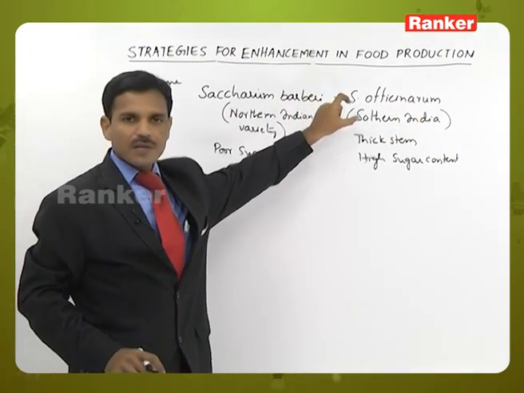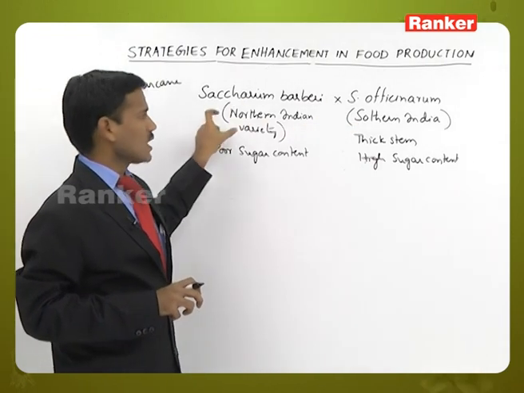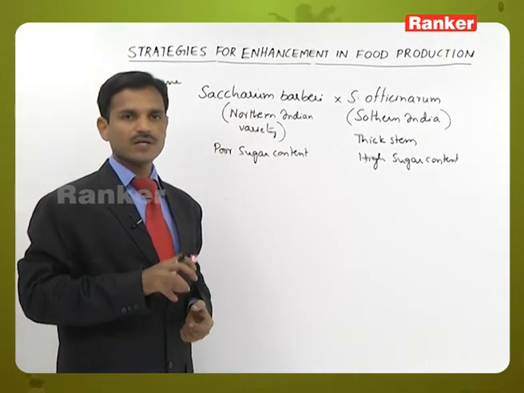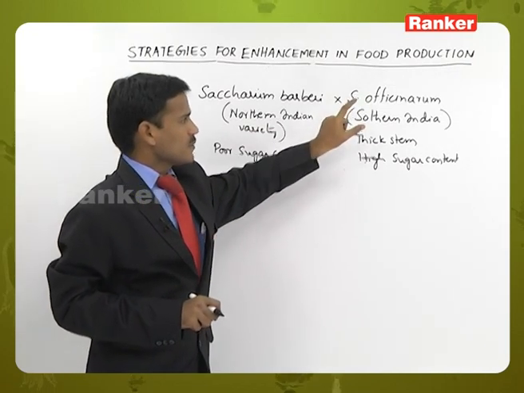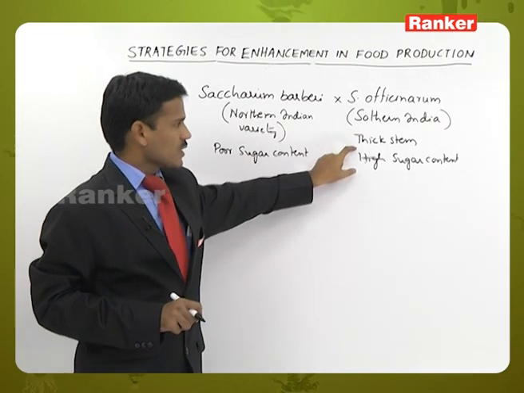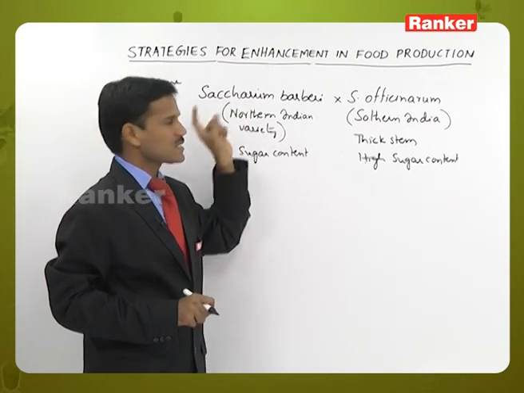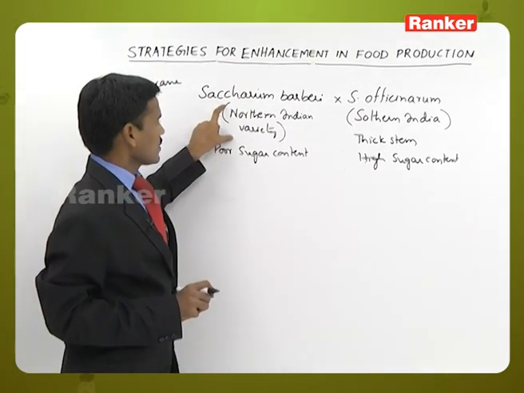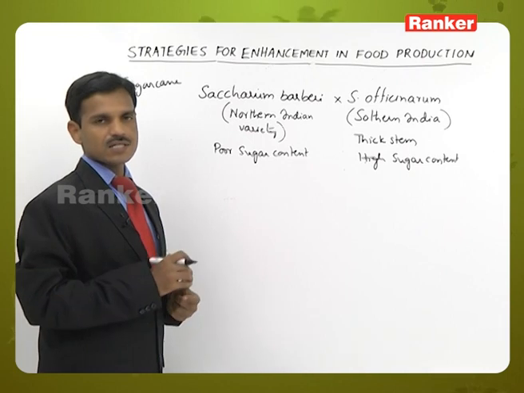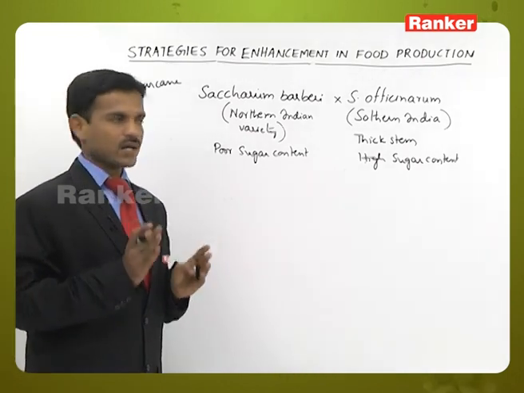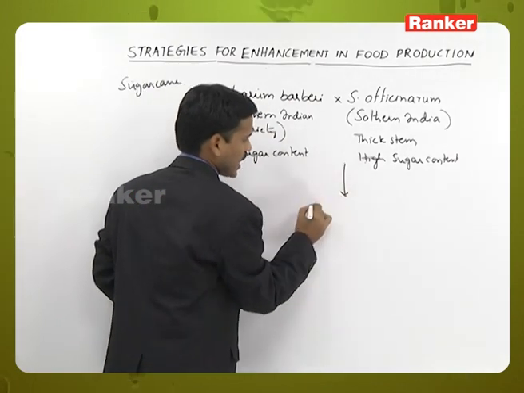Saccharum officinarum can grow only in southern India, but it cannot grow in the northern regions because of the very low temperature. In the southern India it produces a thick stem and high sugar content. But Saccharum barberi gives very low sugar content and can grow only in the northern Indian regions. That is why the two plants are crossed, Saccharum barberi and Saccharum officinarum, to produce the hybrid variety.